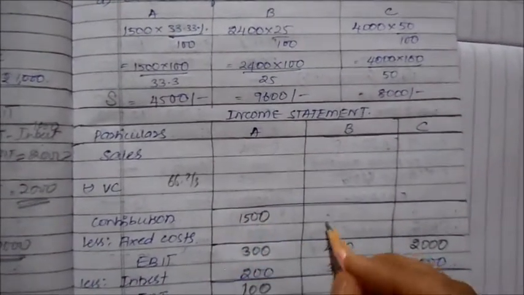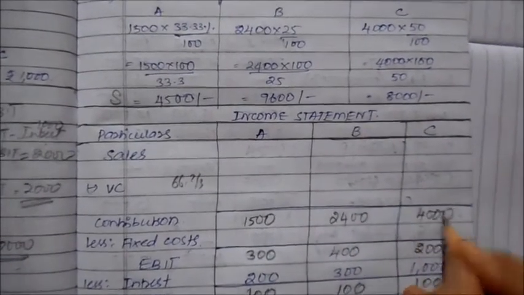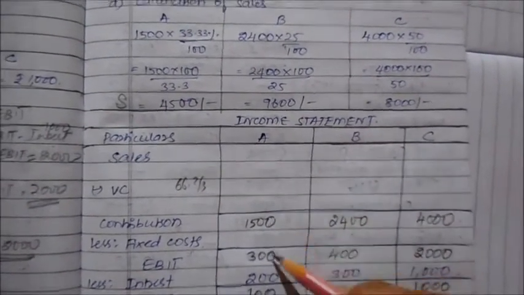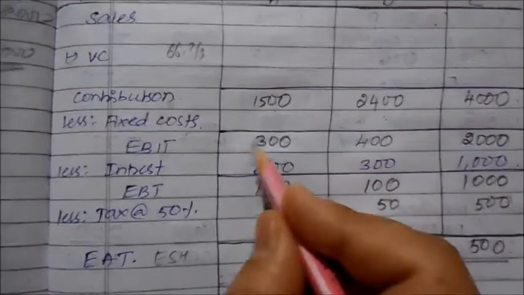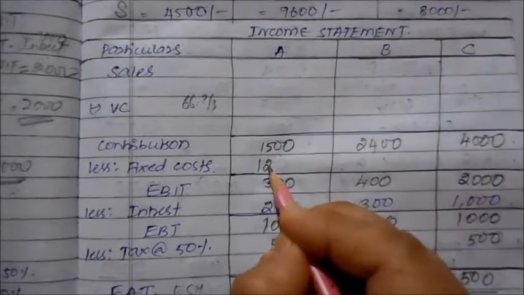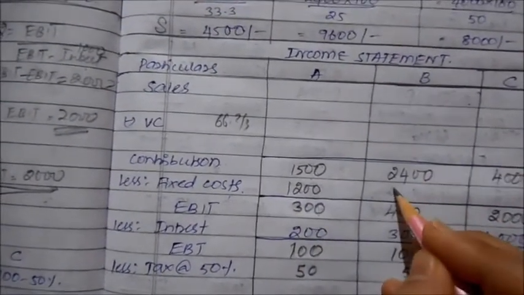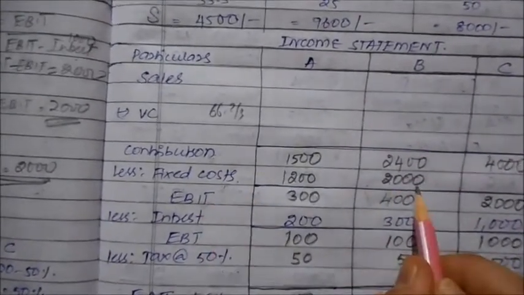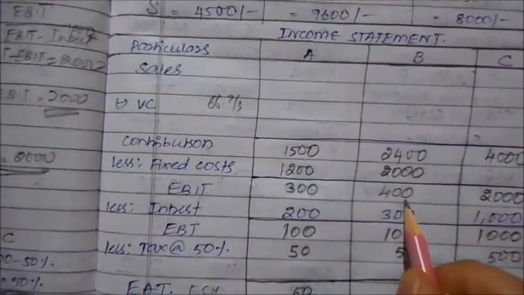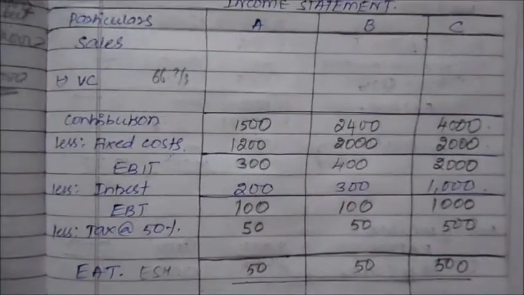This is 1500, this is 2400, and this is 4000. So we have contribution, we have EBIT. It is very obvious the difference between these two only has to be fixed cost. So if we write 1200, 1500 minus 1200 is 300. The value of fixed cost is going to be 2000. If you deduct the value, the remainder will become 400, and here obviously it is going to become 2000.